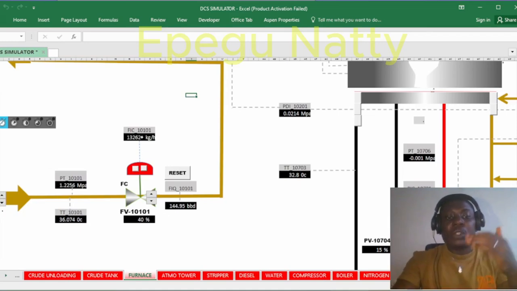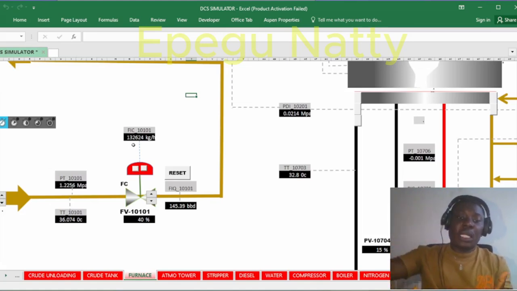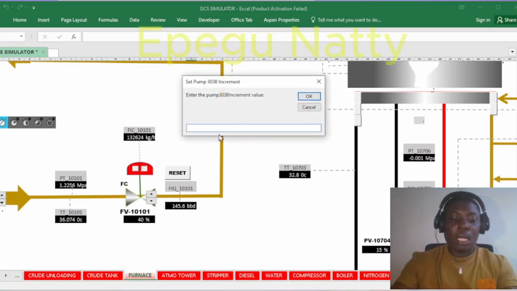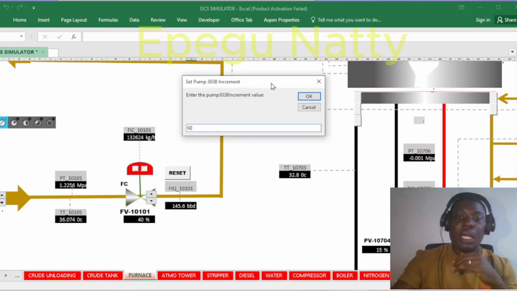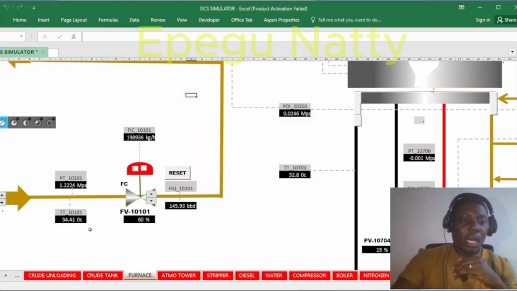Now the flow rate is actually going up because the more you open, the more flow is coming into the line. So let's still continue. Let's open it to 60% and let's check. By 60% open, temperature has gone up to 34 degrees, which is at room temperature now. So the operation is smooth currently right now.